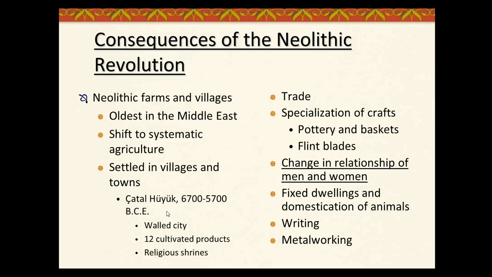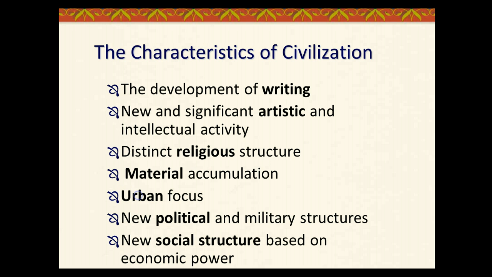There was an emphasis upon agriculture, 12 different products, and we also see some of the early signs of civilization in the form of religious ceremony and religious practice. More on that very soon.